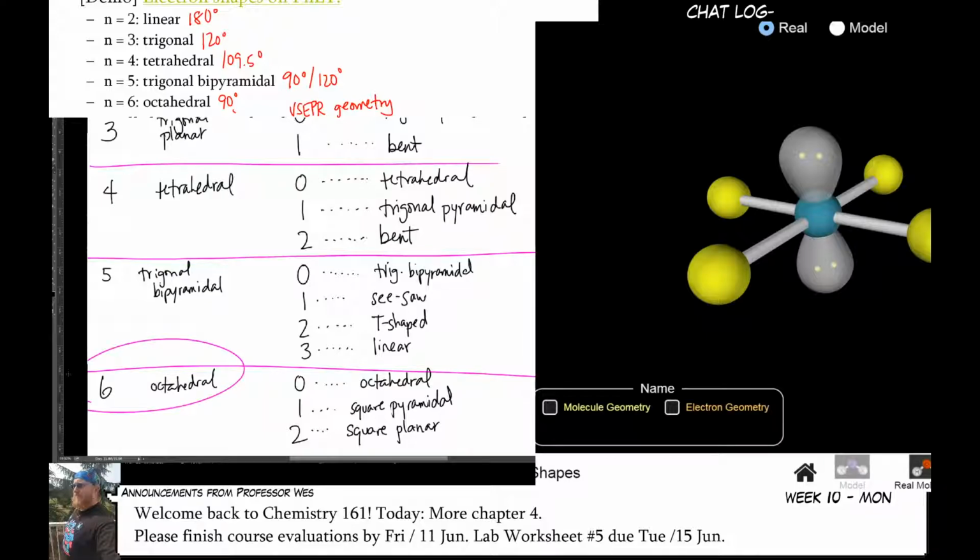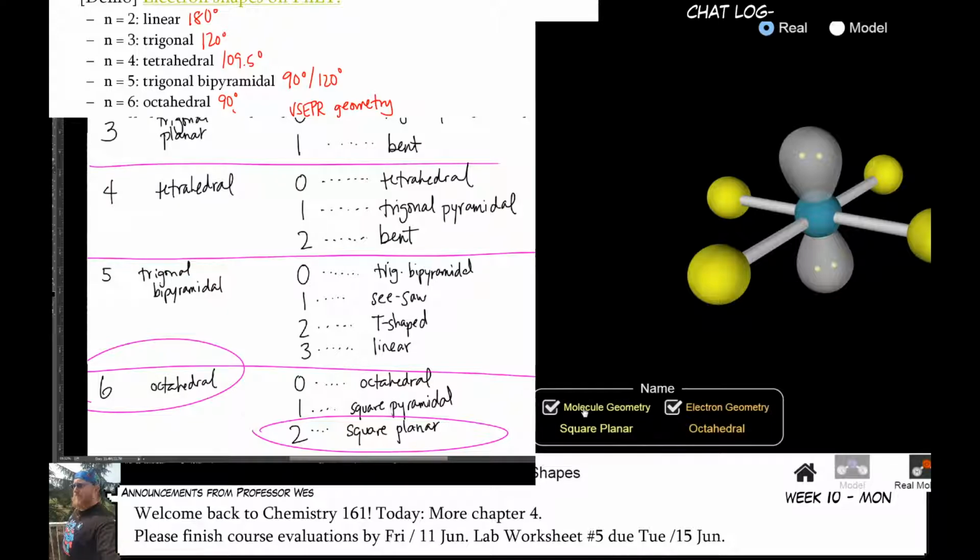4 of those are bonds. 2 of them are electron pairs. So the electron geometry of this is octahedral. How many of those are electron pairs? 2 of them. The molecular geometry must be square planar.